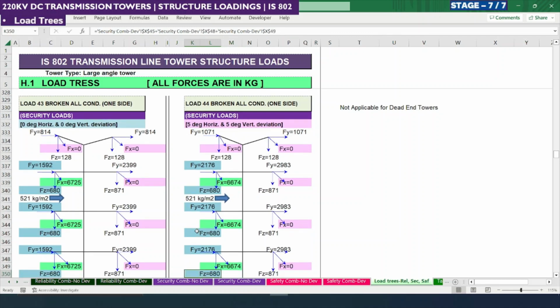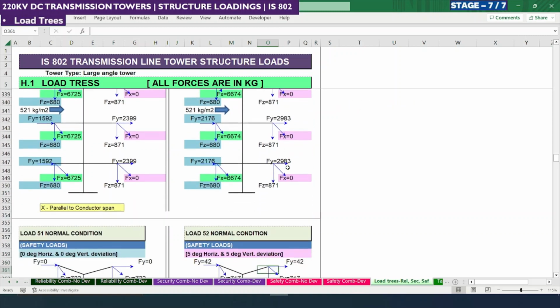So in 43 and 44 what we are doing is all the conductors, even bottom, middle and top, all are broken on one side, that is the left side. What is the impact? We are going to check in the design analysis. So here we are applying all the broken wire forces in the left hand side, and in the right hand side we are applying the intact forces. So with this, that security load combination is completed.